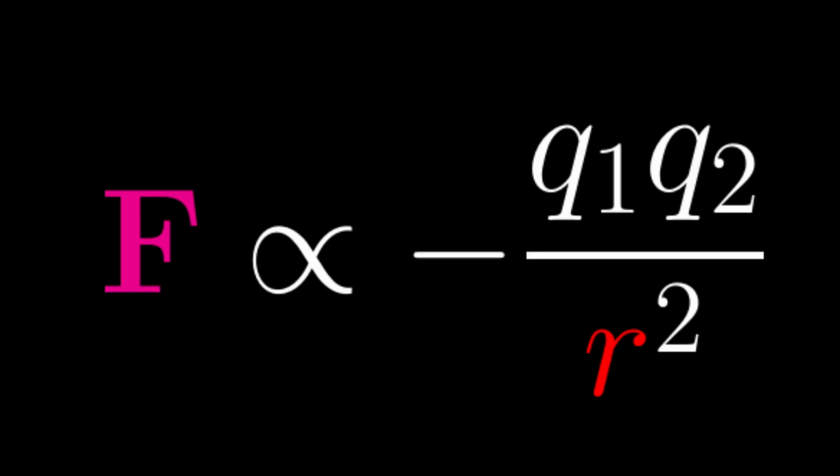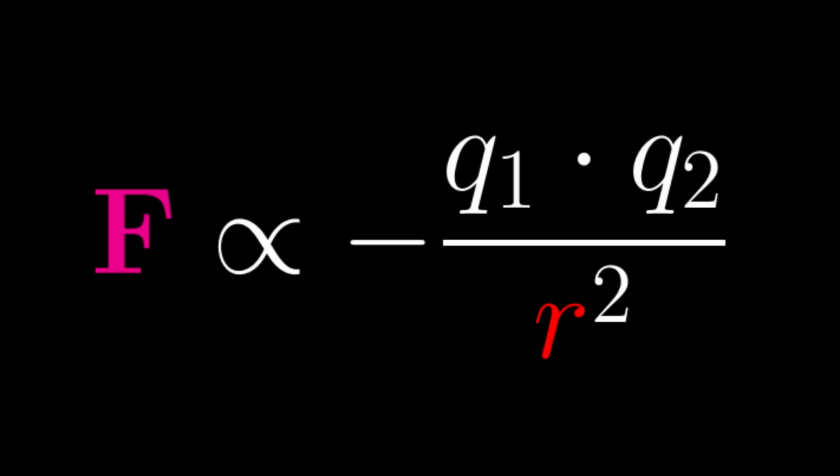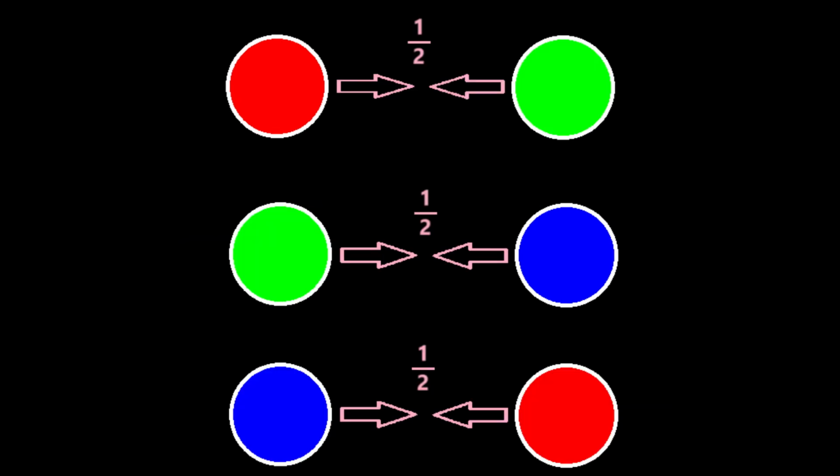Recall that the force of attraction between two charges is simply minus the product of the charges. For three charges it is essentially the same except we use the dot product of the vectors. Thus red repels red, blue repels blue, and green repels green. But red and green are attracted to each other with half the force. Green and blue are attracted, and blue and red are attracted.